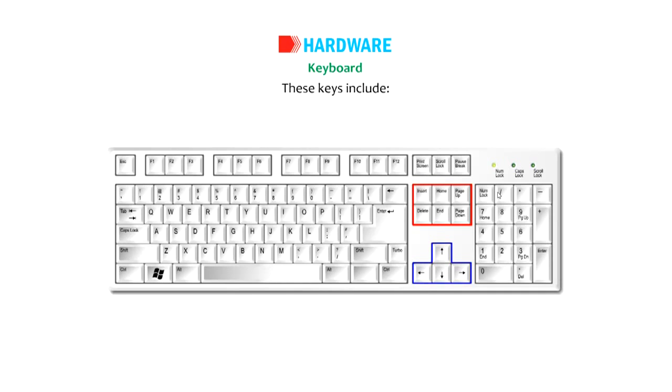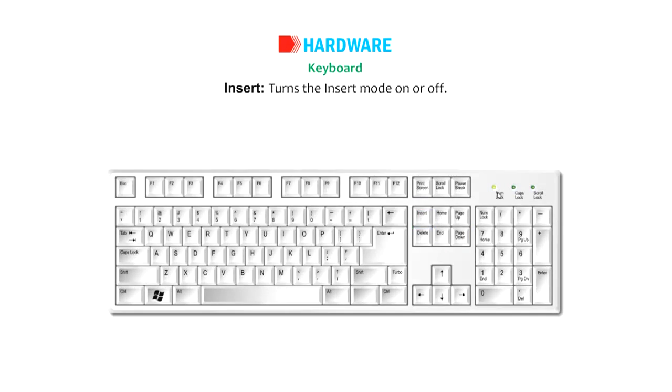These keys include arrow keys. These keys are used to move the cursor on the screen. Home moves the cursor to the beginning of a line. End moves the cursor to the end of a line. Page Up moves the cursor or page up by one screen. Page Down moves the cursor or page down by one screen. Delete erases a character after the cursor or the selected text. Insert turns the insert mode on or off.